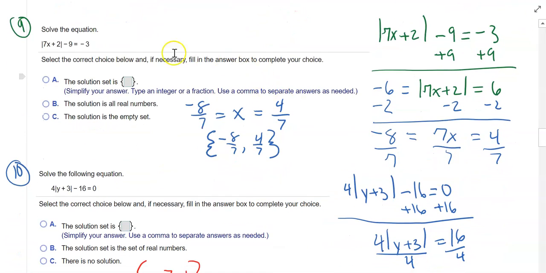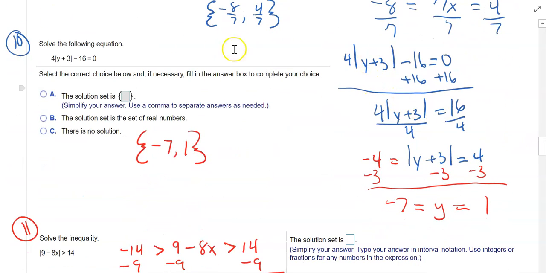And this next one, just like the one above, we have to isolate the absolute value. So we add the 9 first. Once we do that, then I use 6 and -6. Then I solve by subtracting 2. I get -8, 7x, and +4. Then I divide by 7, and I get a solution set. So here, once again, I use these braces, but they already have them for you, so you just have to put the numbers.